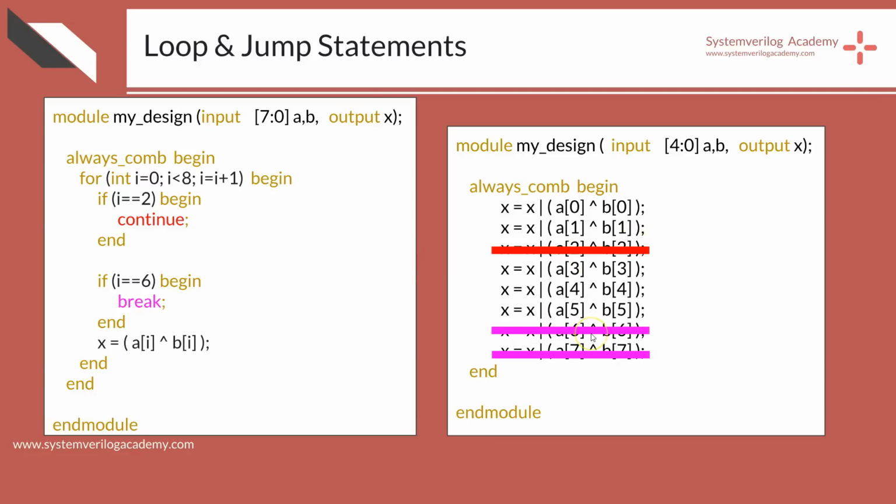Note that a and b are of width 8, and as these 2 statements are skipped, the output of the bit 1 operation will be connected to bit 3, instead of bit 2, and the bit 5 XOR output will be the final output.